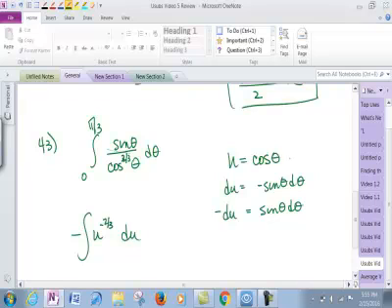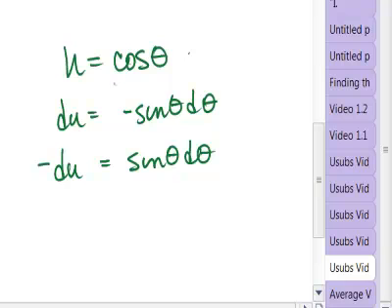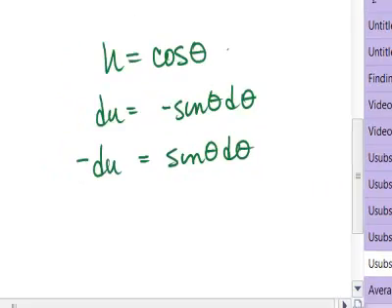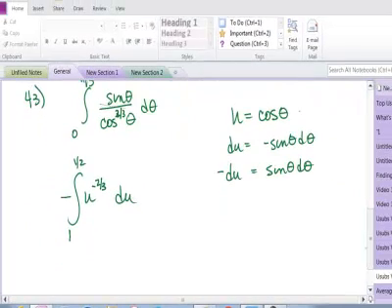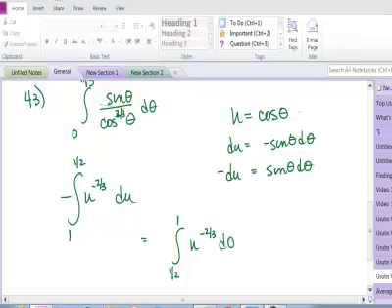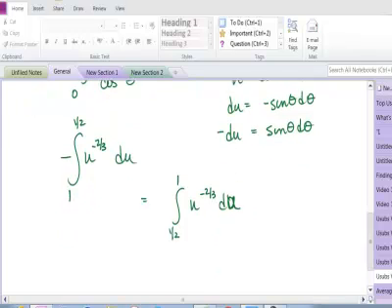Before I go any further, I have to go ahead and change the bounds. So cosine of 0 is 1, right? And the cosine of pi over 3 is 1/2. Some of you might want to flip the sign here, rewrite it as the positive integral from 1/2 to 1 of u to the negative 2/3 du. Okay, that's perfectly acceptable. It's not necessary. I think when you change it here, you have less chance of losing that negative when you actually integrate.